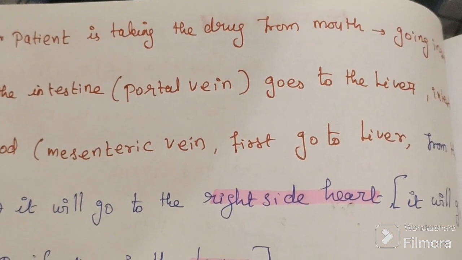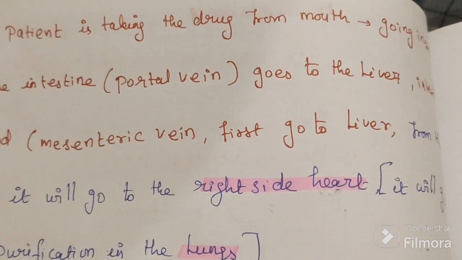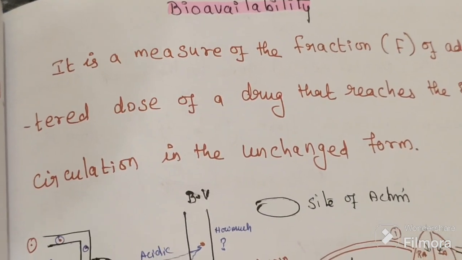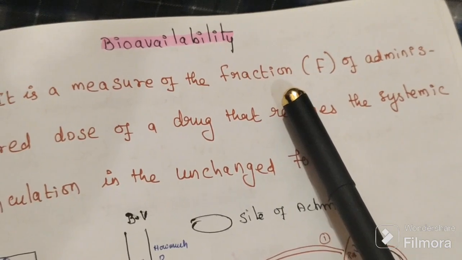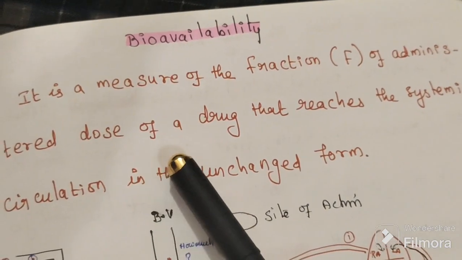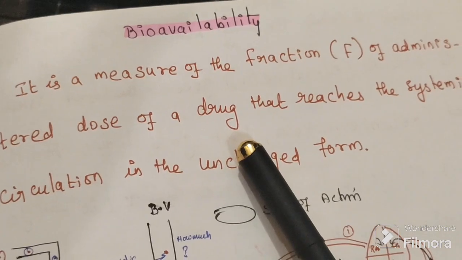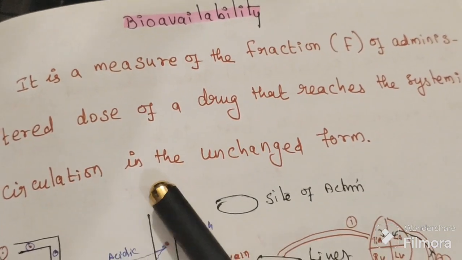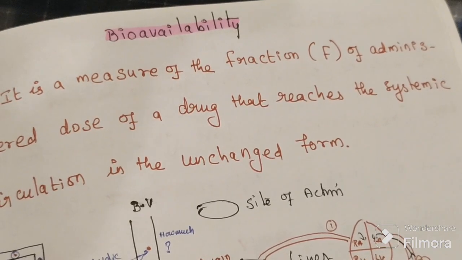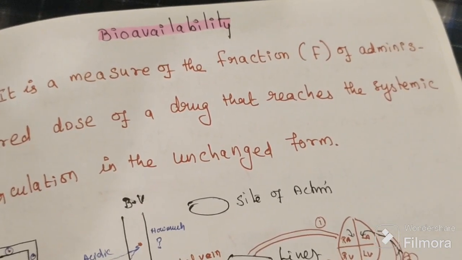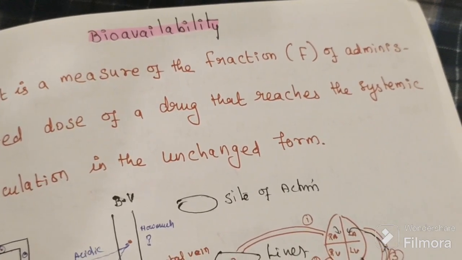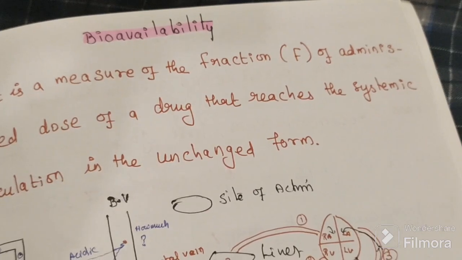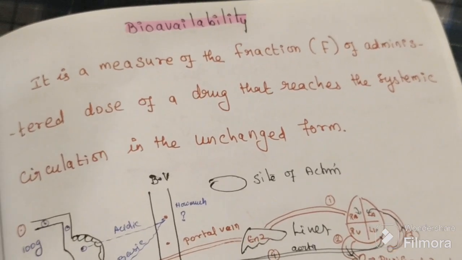So how do we define bioavailability? It is the fraction of the administered dose, whatever dose you are administering to the patient, that reaches the circulation in unchanged form.